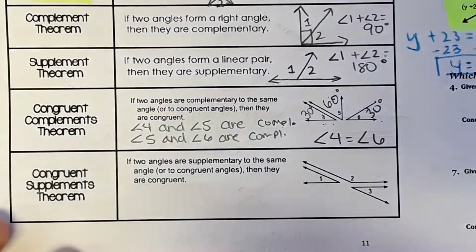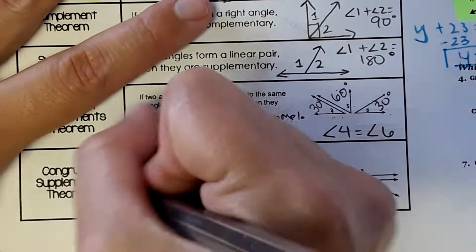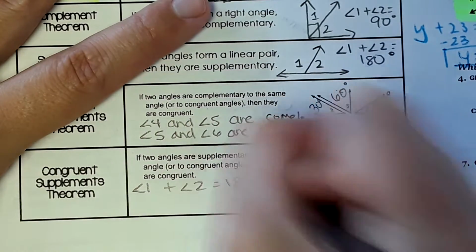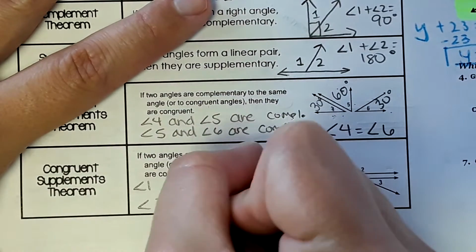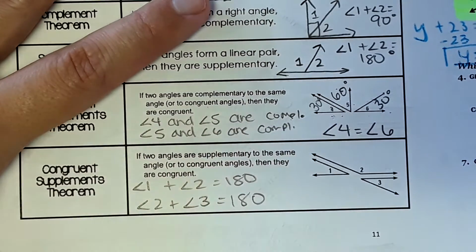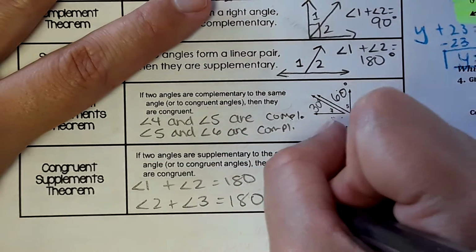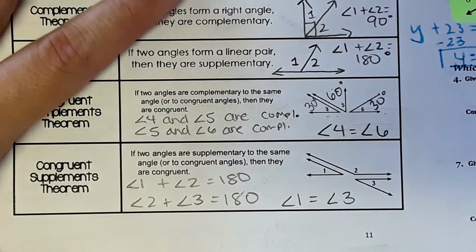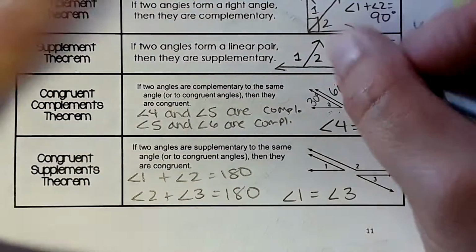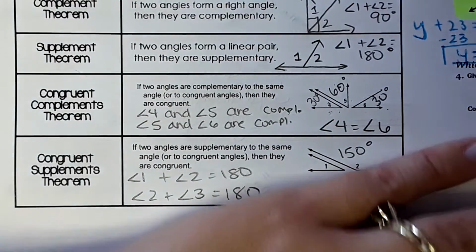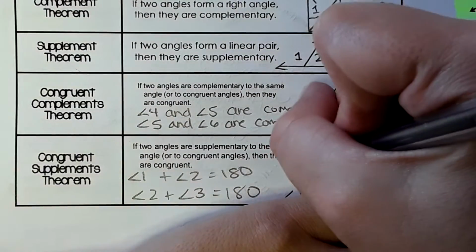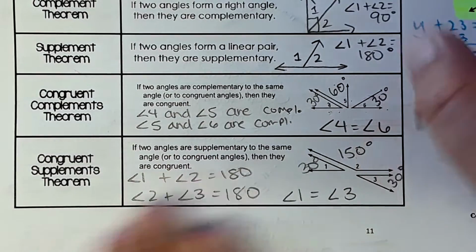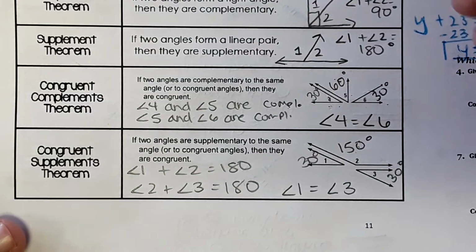And the next one, congruent supplements theorem. This also works with supplementary angles. So if angle 1 plus angle 2 equals 180, and angle 2 plus angle 3 equals 180, then angle 1 must equal angle 3. And again, why does this work? If this was 150 degrees, and these two angles were supplementary, then this would be 30 degrees. And if these two angles were supplementary, this would be 30 degrees. Therefore, angle 1 and angle 3 are equal.